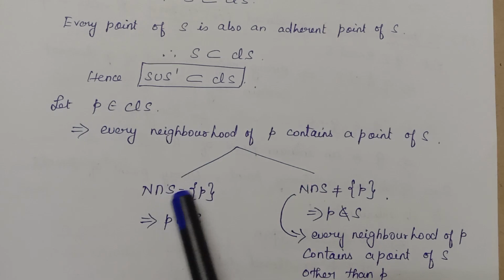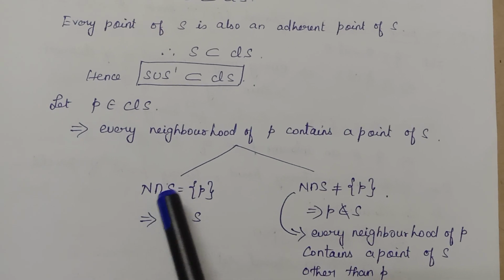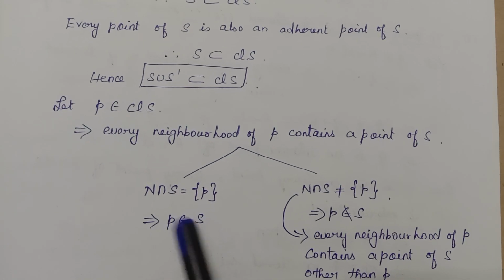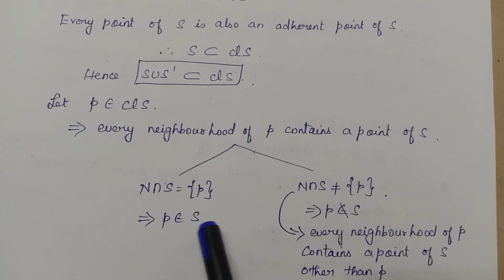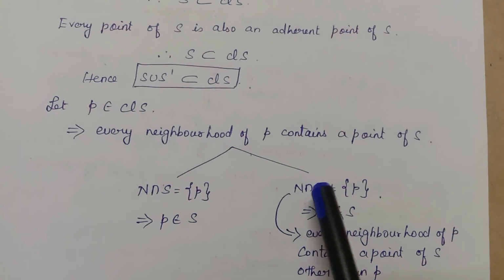What do you mean by that? N intersection S is equal to P. So P belongs to both N and S. In that case, P belongs to S. So initially I have taken P is in closure of S. Now I have proved P belongs to S. Okay. What is the other case?